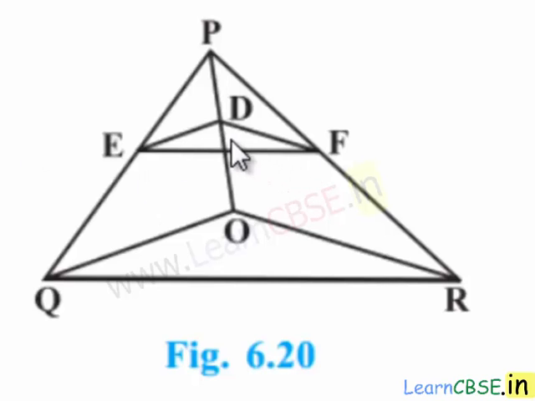Now in order to prove that, if we are able to prove that PE by EQ is equal to PF by FR, then from the converse of the basic proportionality theorem we can say that EF is parallel to QR. So in order to prove that, we need to consider two triangles, that is POQ and POR, and by considering that ED is parallel to OQ and DF is parallel to OR and applying the basic proportionality theorem, we get the ratios of two sides, that is PQ and PR in terms of PD and DO.